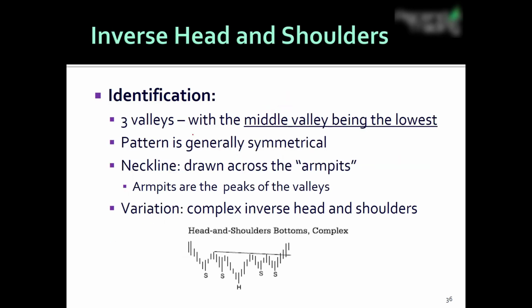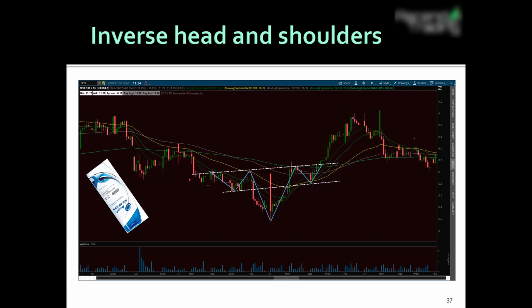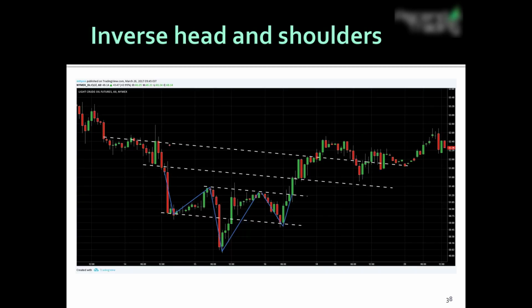Inverse head and shoulders, 3 valleys with the middle valley being the lowest. The pattern is generally symmetrical, and the neckline, how you find it, is by drawing the trendline through the peaks. And if you cluster these values together, it can form a complex inverse head and shoulders. In this example, you'll see that the neckline slope is right here, and a break above that confirms a buy signal. Here is another example.